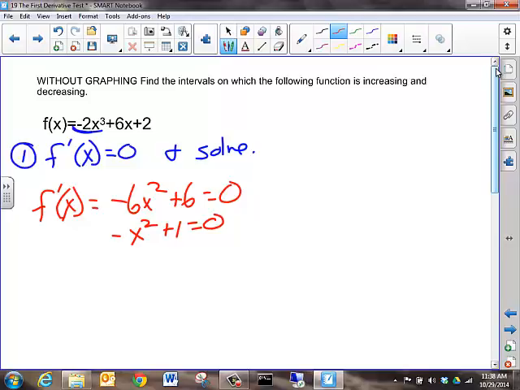Huh? 6 or negative 6? Either one, it doesn't really matter. Okay, I'll buy that. So we've got negative x squared plus 1.